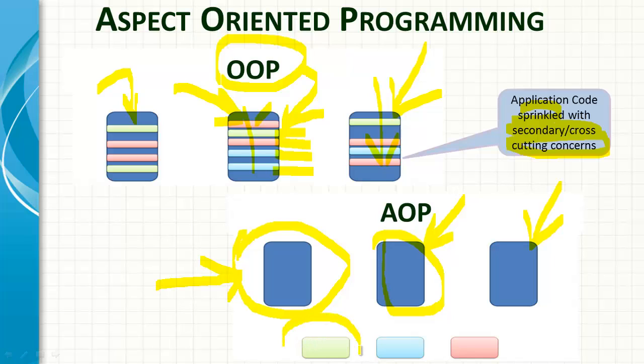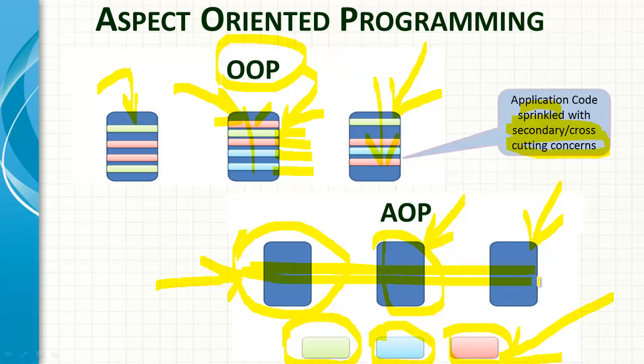I won't sprinkle my code with this, or with this, which are all secondary concerns. This is the business logic. Say, for example, if you have a shopping cart, adding a product, removing a product, calculating the cost is your primary concern. Auditing and security are your secondary concern. So I'll only do addition of the stuff in the cart in my main code.